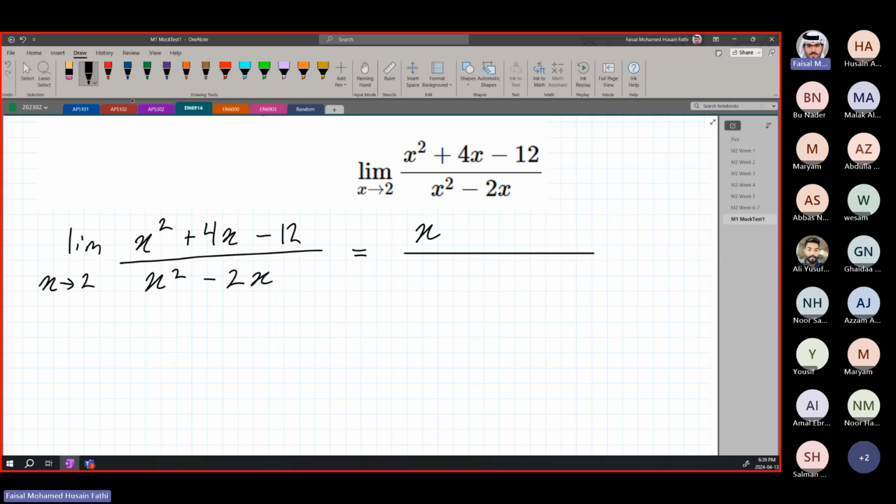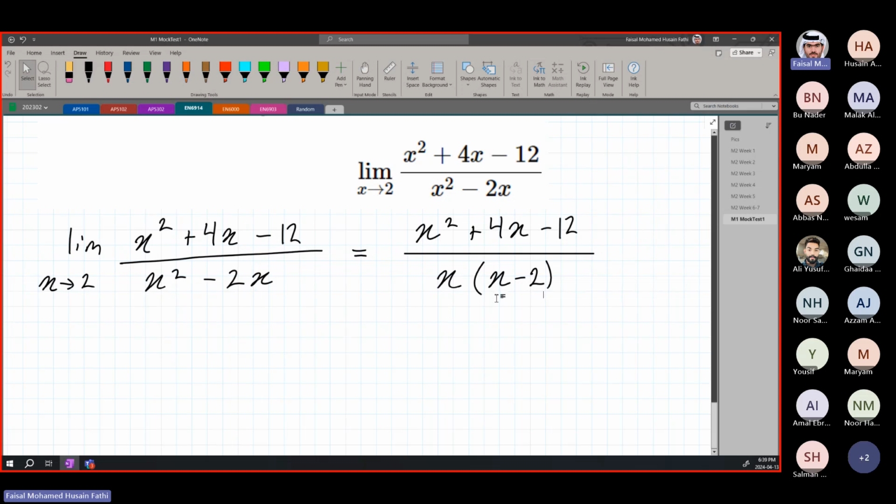Let's leave the top part as it is, x squared plus 4x minus 12. The bottom part, it's going to be x into x minus 2. All right, we just took an x out as a common factor. So now let's look at the top part. This is, of course, the limit of x as it goes to 2.